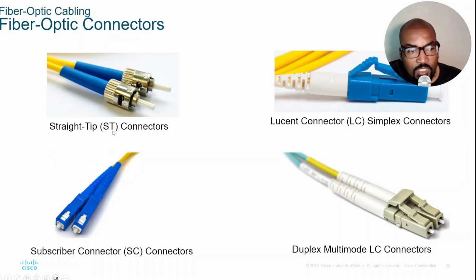So these are different types of connectors when it comes to fiber. We have our ST connections, straight tip. We have our LC connections. We have our duplex mode LC connections. Notice this, essentially there are two of these together for duplex mode. And then we have our SC connection, subscriber connector. SC, like in Southern California Trojans. Just kidding.